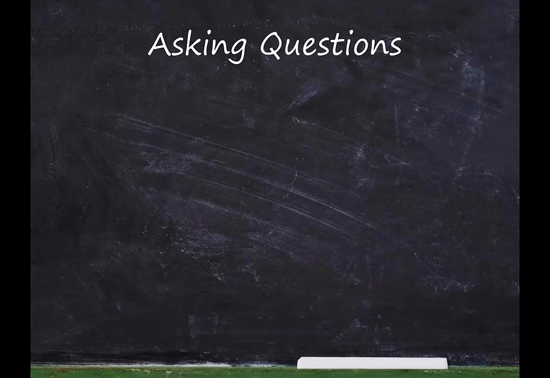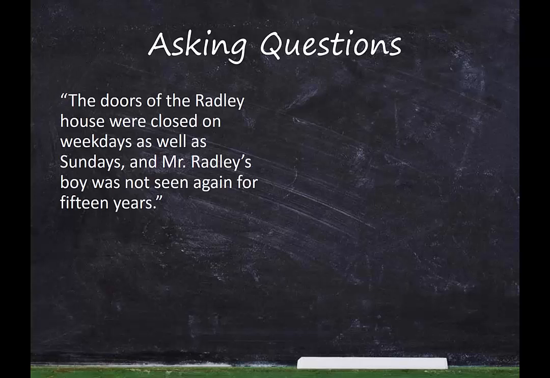Our next annotation type is asking questions. Let's look at a quote relating to Boo Radley, a mysterious character that everyone seems to be scared of. This comes after we learn that Boo was in trouble a lot as a boy, including an incident where he stabbed his father in the leg with a pair of scissors. Finally, it seems, his father had enough. The doors of the Radley house were closed on weekdays as well as Sundays, and Mr. Radley's boy was not seen again for 15 years.